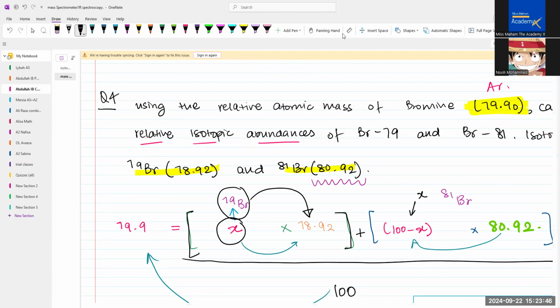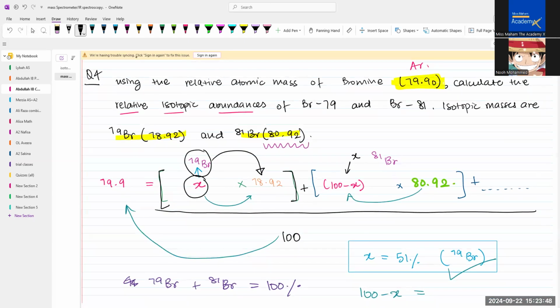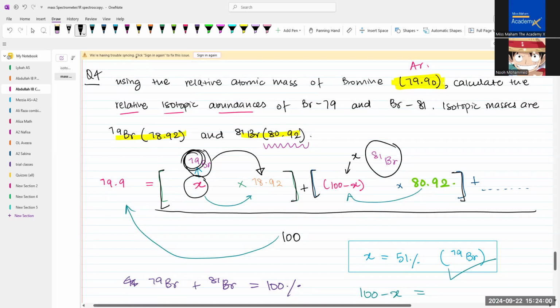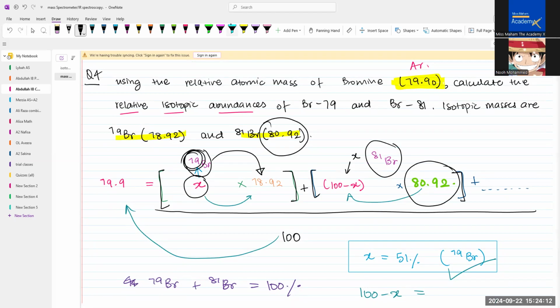But I should remember that I used X for bromine 79's percentage abundance. Because this bracket is what I assume to be bromine 79's. And this second bracket is what I assume to be bromine 81's. So I put 80.92, which is bromine 81's isotopic mass, right? So remember where you're putting which isotopic mass, okay? Don't mix up both of these.